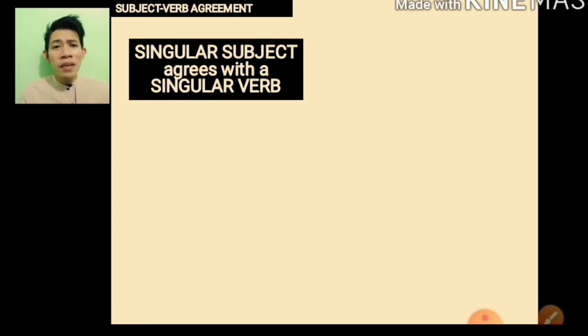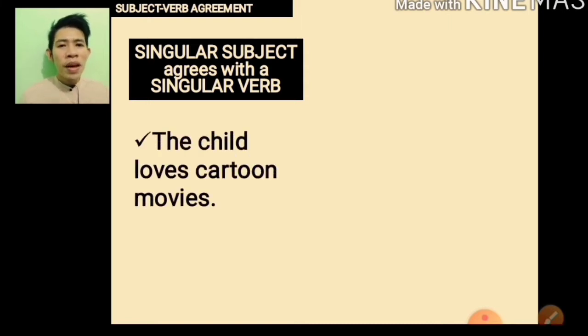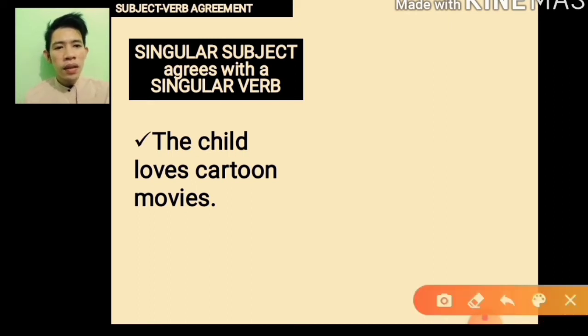Singular subject agrees with a singular verb. So this is the mother rule here, no? The ultimate rule in subject-verb agreement: if the subject is singular, then the verb must be singular as well. Let's take this example. The child loves cartoon movies. In this sentence, always look first for the main subject. And in this sentence, where is our subject? Okay, very good. That is the child. The child is our subject.